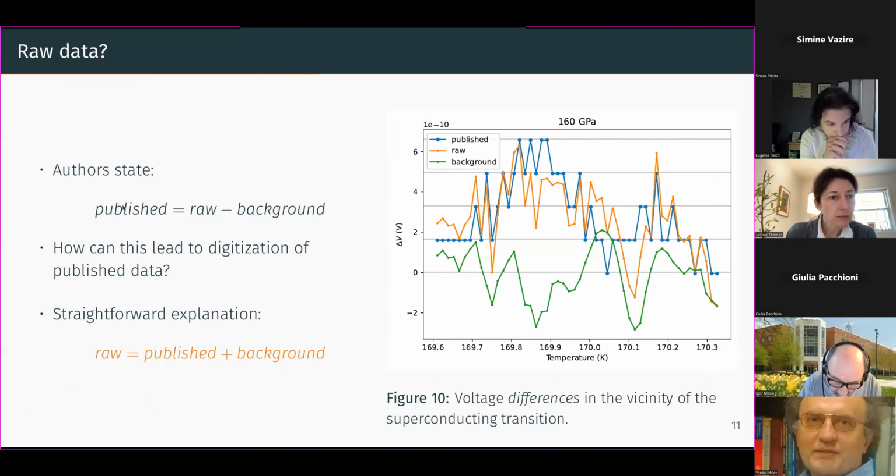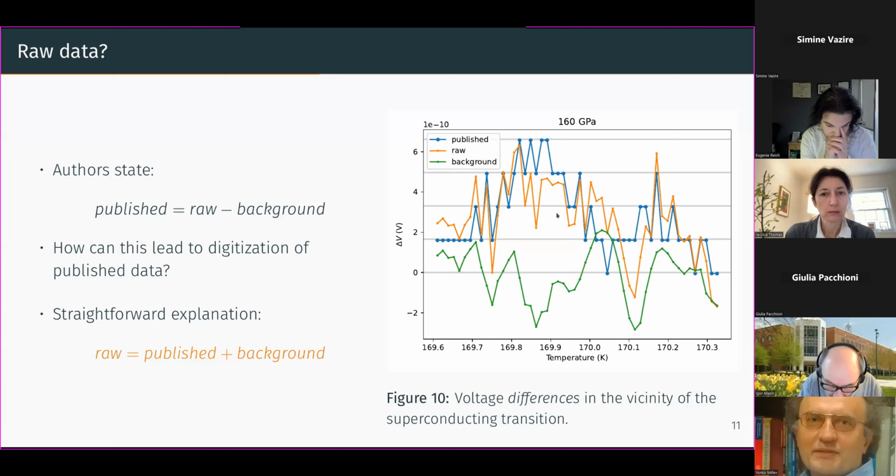So the authors state that the published data is the raw data minus the background. So what we see here in this plot is temperature. And now instead of just the voltage, we have the difference in voltages. So this is the difference between the voltage of two adjacent data points. And the published data here is in blue. And what you see is that it sort of goes up here. So this is plotted in the vicinity of the superconducting transition. So this peak here is where the susceptibility is rapidly increasing.